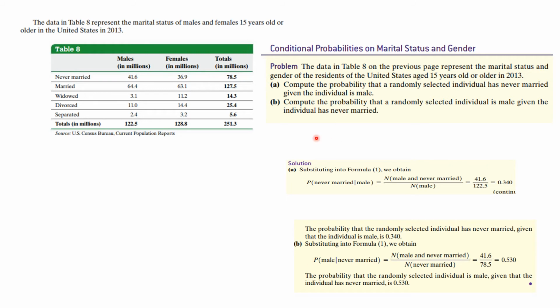For the second one, we're supposed to find out the probability of male given that you're never married. Well, if you're never married, this is how many people you have, and so it's going to be the ratio of this number to that number, and we get this as the answer.